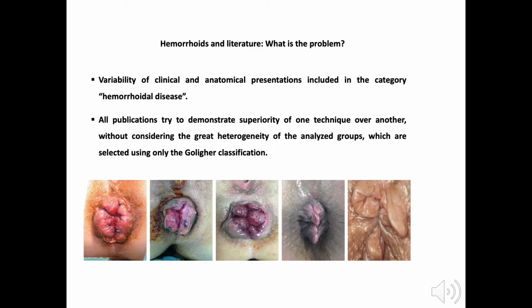Looking at hemorrhoids and the literature, what's the problem? There's a lot of variability of clinical and anatomical presentations included in the category of hemorrhoidal disease. All publications try to demonstrate superiority of one technique over another without considering the great heterogeneity of the analyzed groups, which are selected using only the Goligher classification.